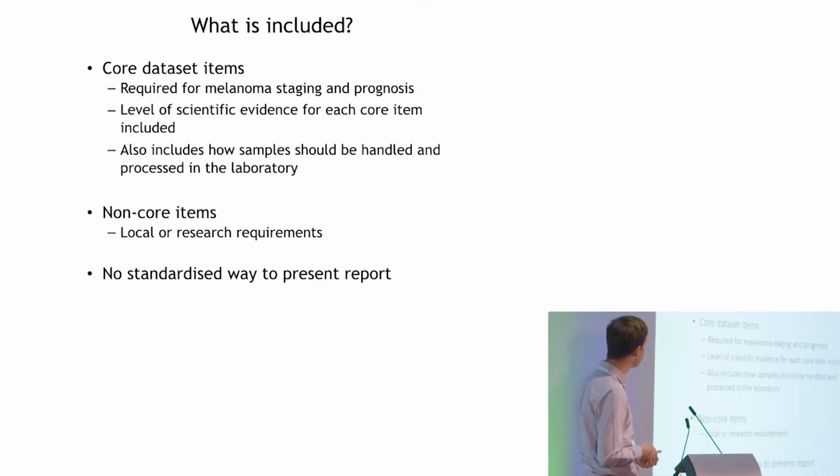So what is included in the data set for melanoma? Well, it's split into core data set items and non-core items, and the core items are the information that we need to give, which gives the most important information for the staging and prognosis of the tumour. It also includes details about how the samples should be handled and processed in a pathology laboratory as well. It also includes some non-core data items, which are generally included in most reports, but can vary from centre to centre depending on departmental preferences and any local research projects that are going on in that centre.